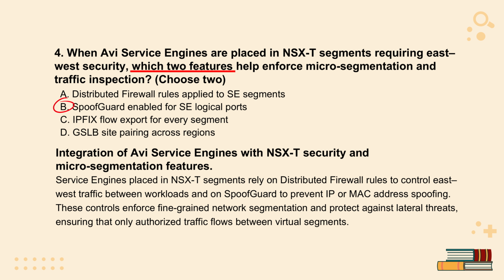So DFW controls who can talk to whom, and SpoofGuard ensures the who is really who they say they are. You got it. Together, they create a much more robust security posture for that internal east-west traffic involving the service engines. They really complement each other.